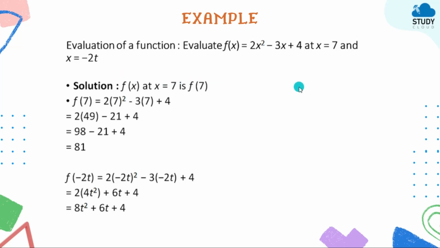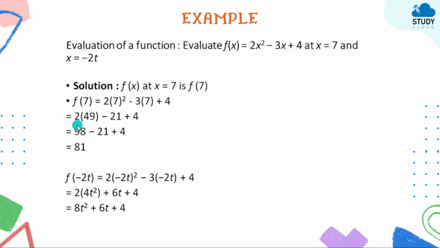You just have to substitute the value of x as 7 in the first part. What is f(x)? f(x) is this entire function. In every place of x, you will put 7. So f(x) will become f7. See, wherever there was x, we are going to put 7. f7 is equal to 2 into 7 square. See, 2x square becomes 2 into 7 square minus 3 into 7. 3x becomes 3 into 7 plus 4.